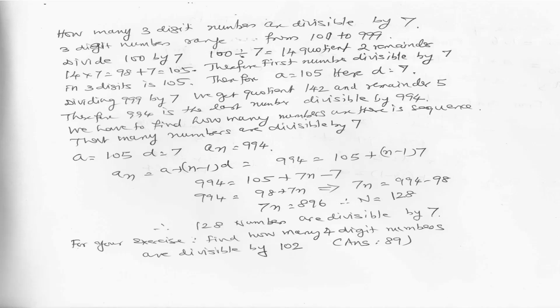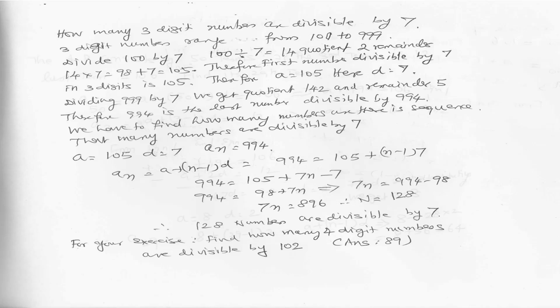Substituting that in the formula, AN is equal to A plus n minus 1 into D. 994 is equal to 105 plus n minus 1 multiplied by 7. That is 7n is equal to 896. So the number of terms in this sequence is 128. So therefore 128 numbers are divisible by 7. For your exercise, you can find how many 4-digit numbers are divisible by 102. The answer will be 89.